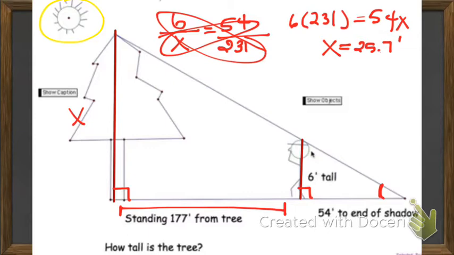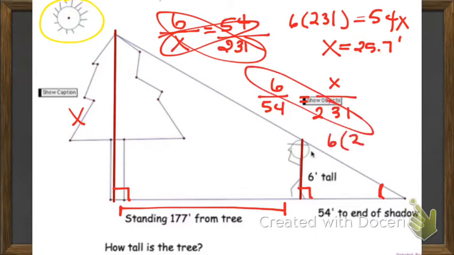Another way you can approach this problem, and just to answer your question before you ask it, because this is the question I would ask, is can I put the height of the guy standing there over the length of the shadow? So can I put 6 over 54 and set it equal to the height of the tree over the length of the shadow, which is that 231? Can I do that as well? Will that still work out? Well, if you look closely, you're still multiplying 6 times 231, and it still equals 54 times x. So the problems from here to here are the same.